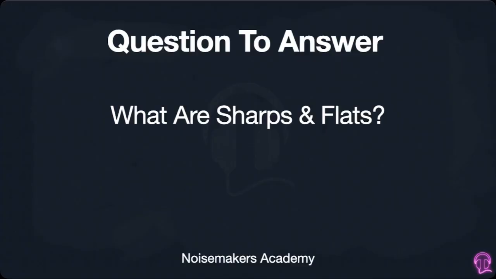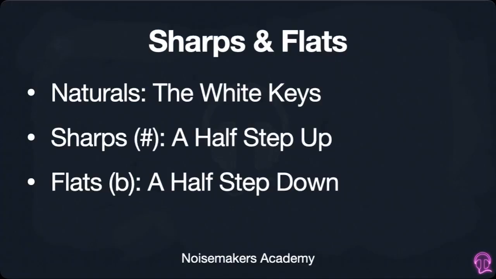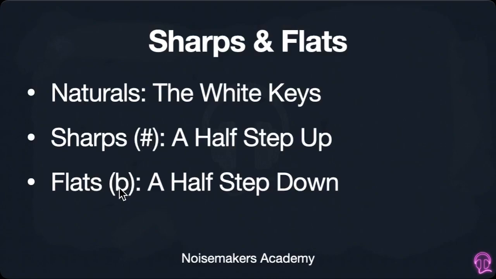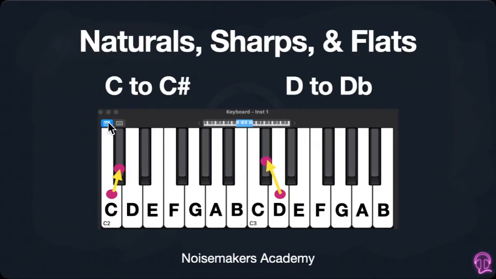So the question now becomes, what are sharps and flats? So first, we're going to talk about what naturals are. Naturals are just the white keys. And sharps are going to be a half step up, and flats are going to be a half step down. And this is the symbol for sharp, and this is the symbol for flat. Here's a visual representation of this from C going to C sharp. If we look, we've got C, and then we hit that black note right there. Okay? And then we have D going to D flat.